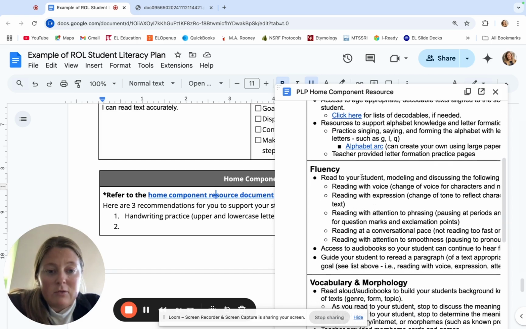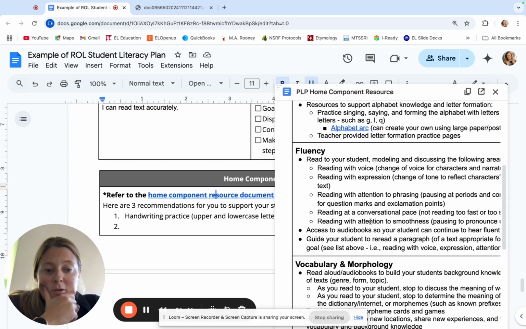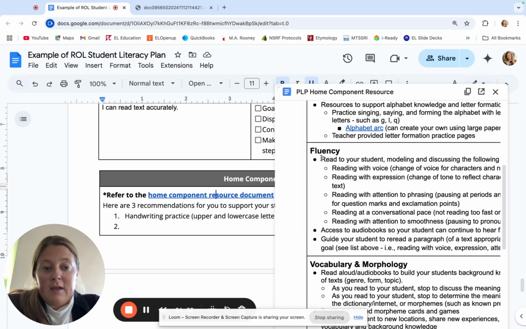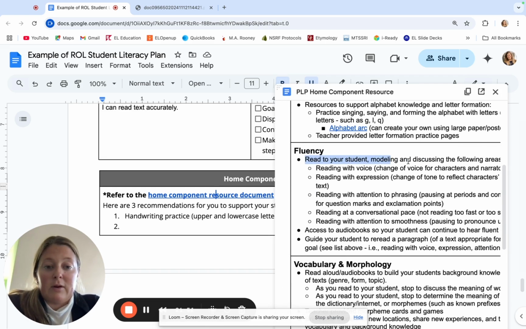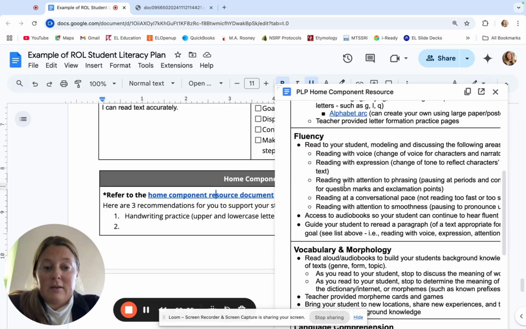Fluency, read to your student, modeling and discussing following areas of fluency. Audiobooks. So he has parents who are very involved and who really want to help. So I could do something like this. I wouldn't give this to, like, a single parent of 4 kids or something. But for him, he gets to spend 20 minutes every night with his dad reading. And so I think it would be really helpful to talk to his dad about reading with expression and modeling that and talking about that when he reads to his son.